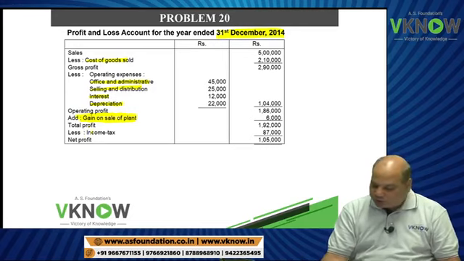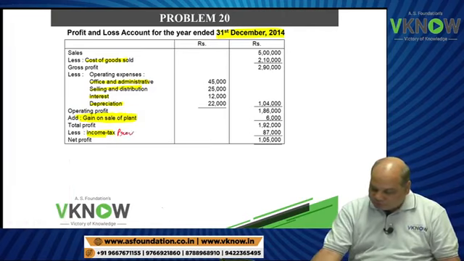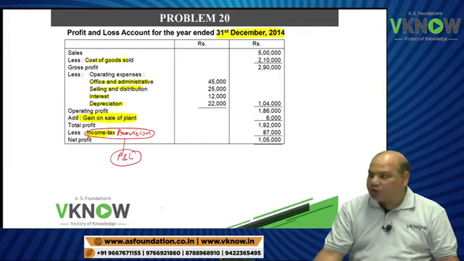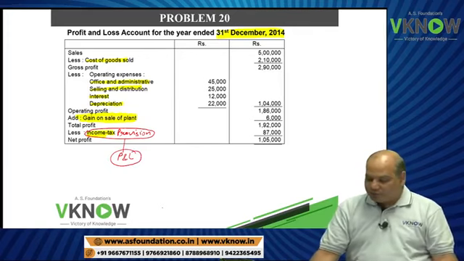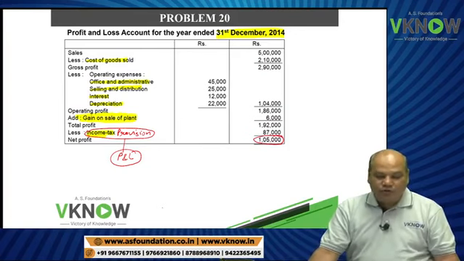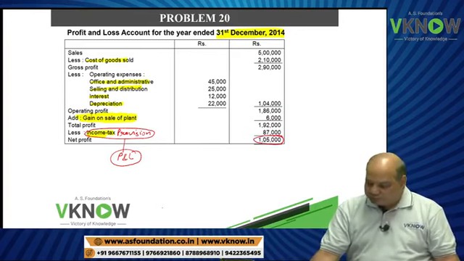Then total profit, income tax. This is income tax provision. This is not amount paid. This is amount transferred to P&L account. This is not equal to paid necessarily. And then finally the net profit for the year is 1,05,000. So this is about P&L account.